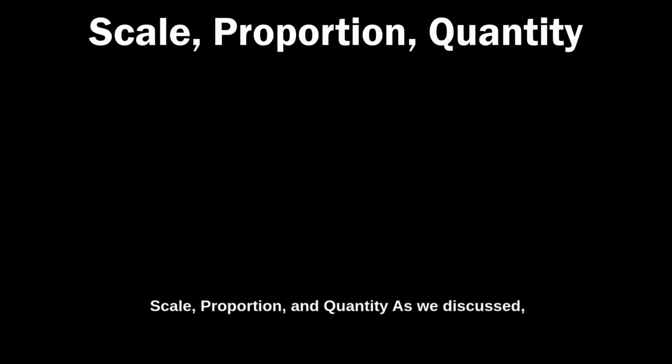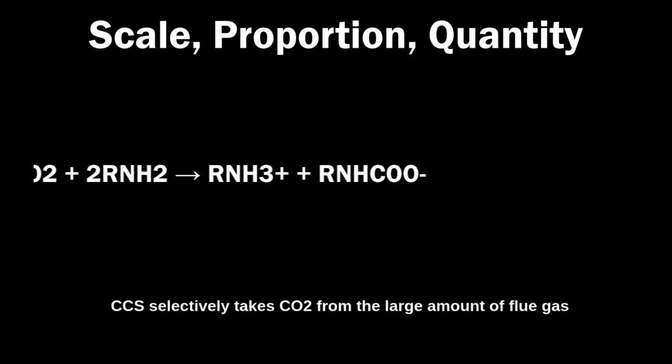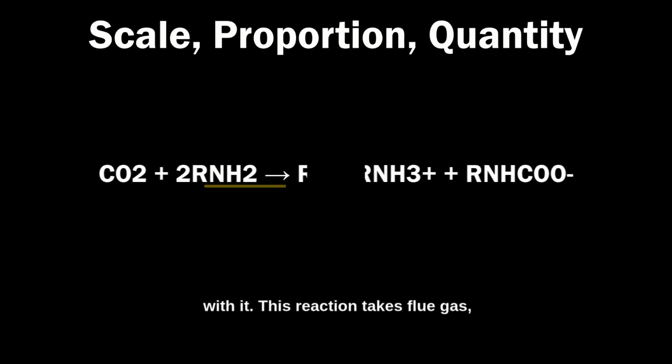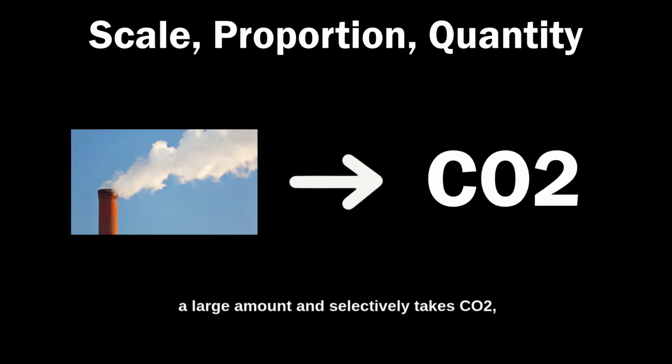Now, how does the CCS process relate to the big ideas of chemistry? Let's start with 1. Scale, proportion, and quantity. As we discussed, CCS selectively takes CO2 from the large amount of flue gas byproduct by using monoethanolamine to react with it. This reaction takes flue gas, a larger scale object, and selectively takes CO2, a smaller object, from it.